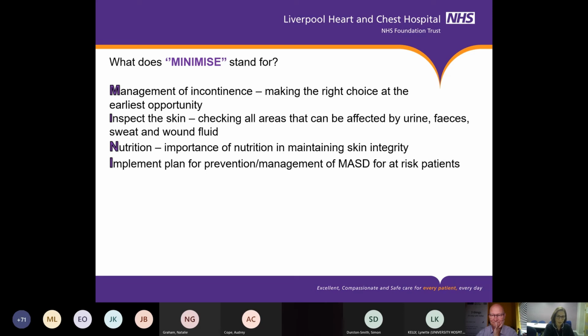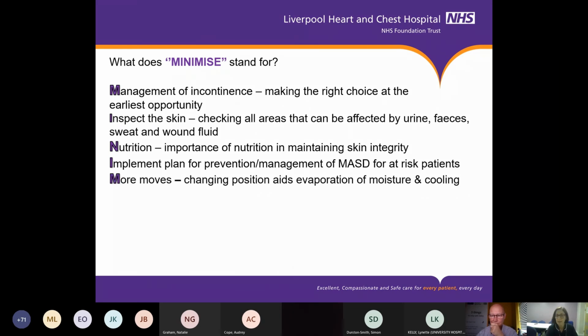So it's all very well recognising the patients who are at risk of developing it, and that's a good start as well. I identify the patients at risk, but then there's got to be a plan in place. Prevention's always better than cure, and anyone with incontinence is going to be at high risk of developing MASD.